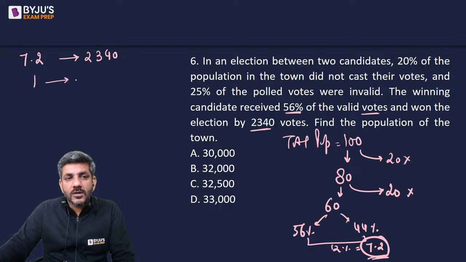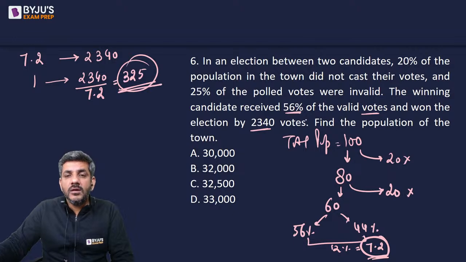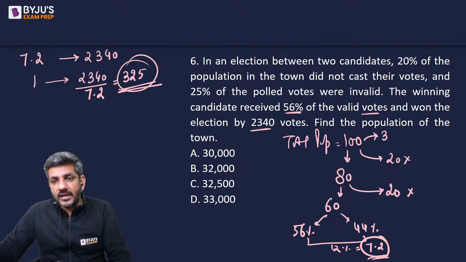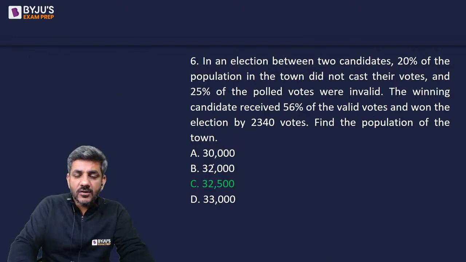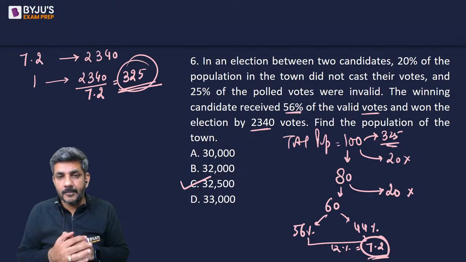So 1 is equal to what? It is 2340 divided by 7.2. And when you solve it, this gives you 325. So find the population of the town. Population of the town is 100 into 325, which is equal to 3250. Yes, option C is the correct answer for this question number 6.